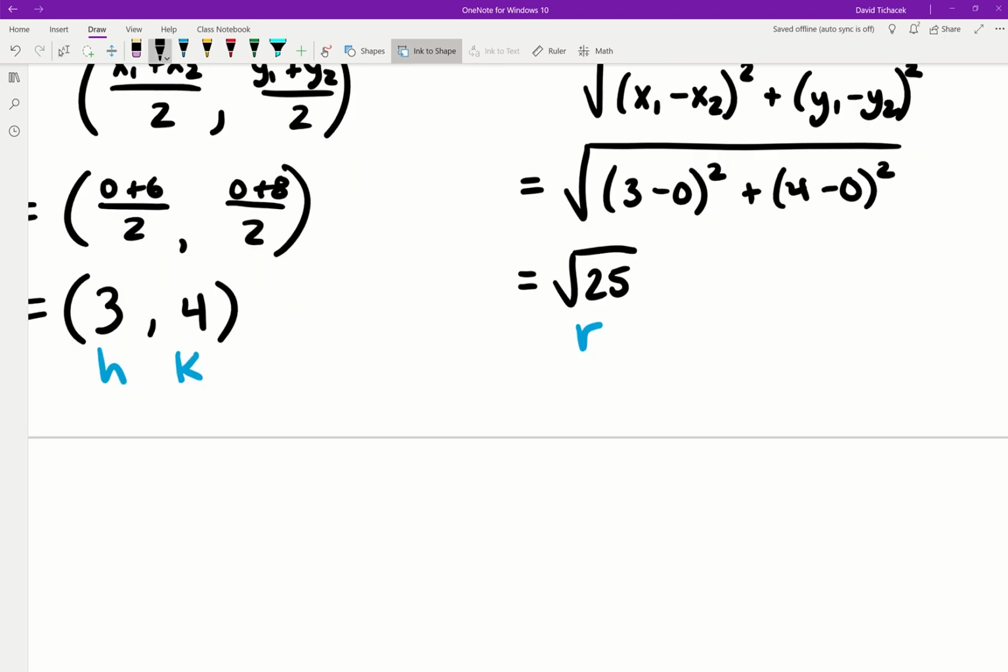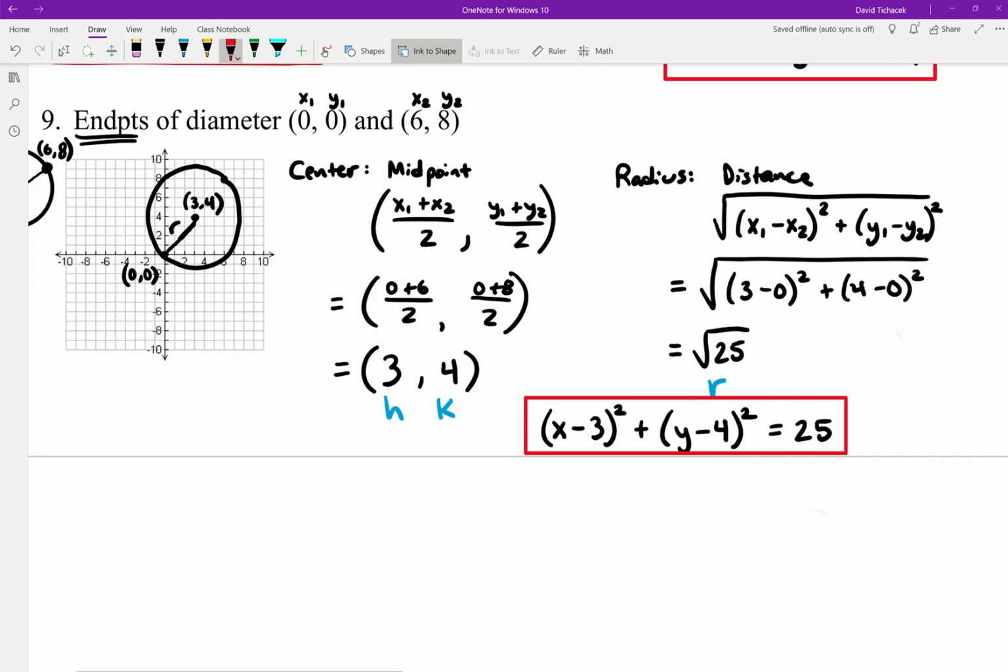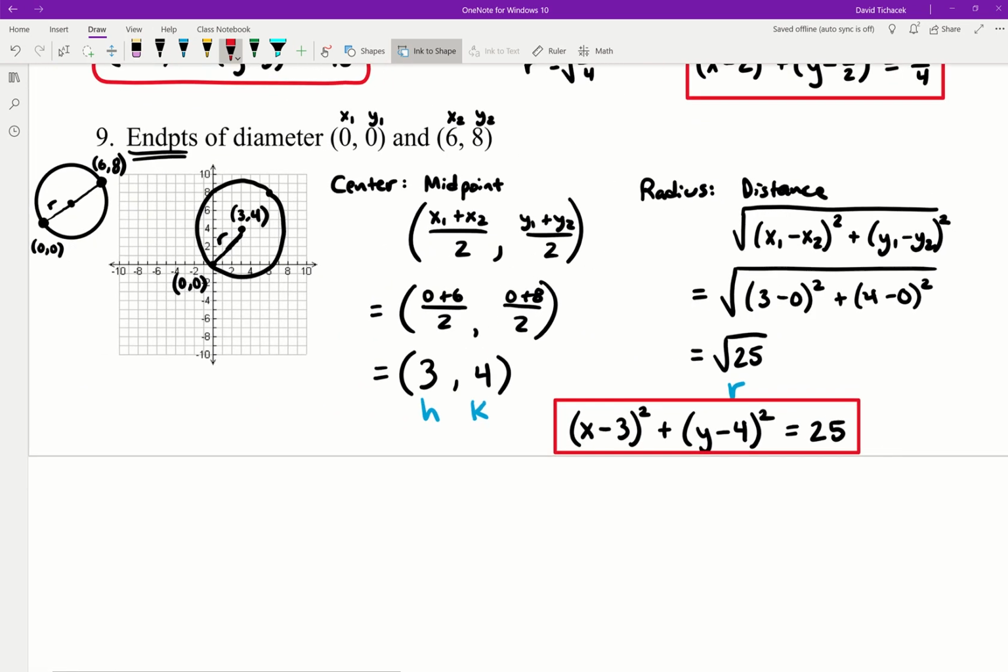So my final answer here is going to be x minus h, which is 3, squared, plus y minus k, which is 4, squared, and that is going to be equal to my radius squared. Well, that's the square root of 25 squared, or in other words, just simply 25. So there's really no need to evaluate that square root of 25, although we all know that it's 5, because we're just going to end up squaring that quantity anyway to get our final answer here.